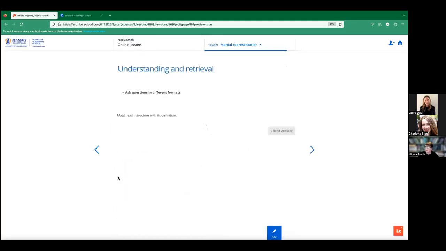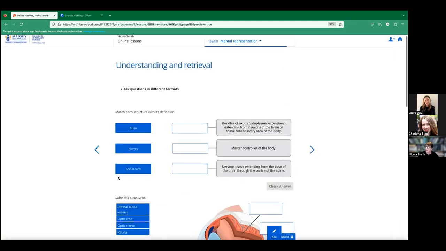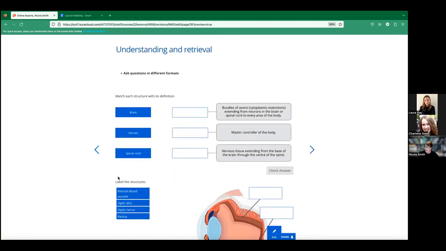All right, what else we got? So understanding and retrieval. Another strategy that we use, which is sort of part of motivation as well, is to ask questions in lots and lots of different formats. So we ask questions embedded within a page and at the end of lessons, and find that those are really good for motivating students, but also for getting them to actively use the information as they're learning it. So instead of reading a whole page of text, they might just read a little bit of text and then do something with it. Have a question.